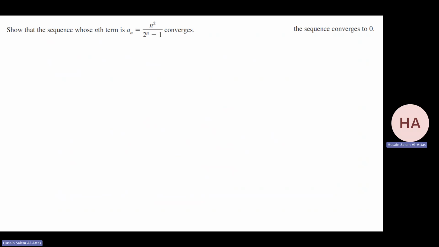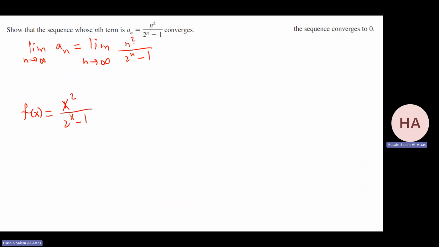N squared over 2 to the power n minus 1. It's a little bit complicated. Let us do it. I need to find the limit as n goes to infinity of an, which is the limit as n goes to infinity of n squared over 2 to the power n minus 1. I'll take f of x as x squared over 2 to the power x minus 1. I need to find the limit as x goes to infinity of this function. I have infinity over infinity.